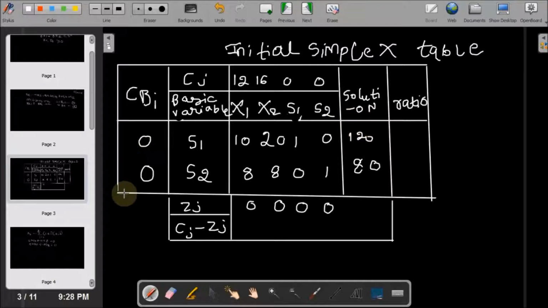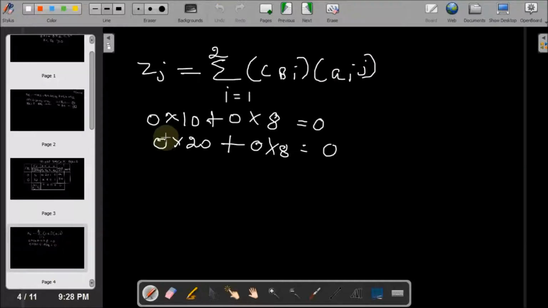And 120 into 0 plus 80 into 0, obviously that value is also 0 only. So cost is 0, right? So that's why all the values of Zj will be 0 only. Getting, guys? So this is very simple. No need to worry about the formula. You multiply the cost values with the corresponding variable values of each constraint and add them, like I showed, right? So like this you have to calculate the value of Zj.